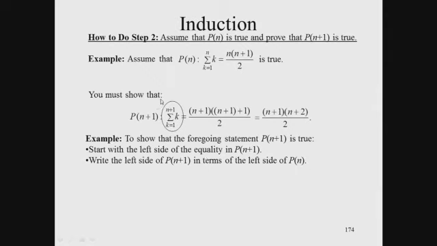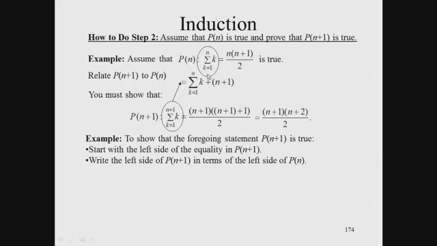So how is the left-hand side here related to the left-hand side here? How is the sum of the first n plus 1 integers related to the sum of the first n integers? The sum of the first n plus 1 integers includes the sum of the first n integers plus n plus 1. Exactly. The sum of the first n plus 1 integers is equal to the sum of the first n integers plus n plus 1. That's called relating the statement for n plus 1 back to the statement for n. And this is the key to mathematical induction.